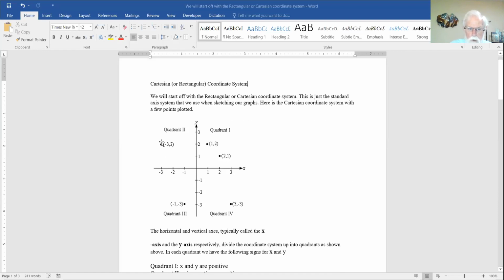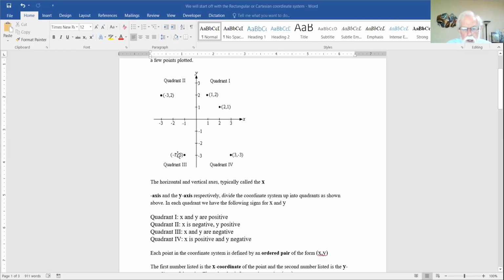Another example, minus 3, 2, counting over minus 3 and up 2, minus 1, minus 3, and 3, minus 3. So the sign distribution in the coordinates tells you what quadrant they're in. If they're both positive, they have to be quadrant 1. If X is negative and Y is positive, it's 2. If they're both negative, it's quadrant 3. And if the X is positive and the Y negative, it's quadrant 4. So if you remember that, you can always plot a random point correctly.